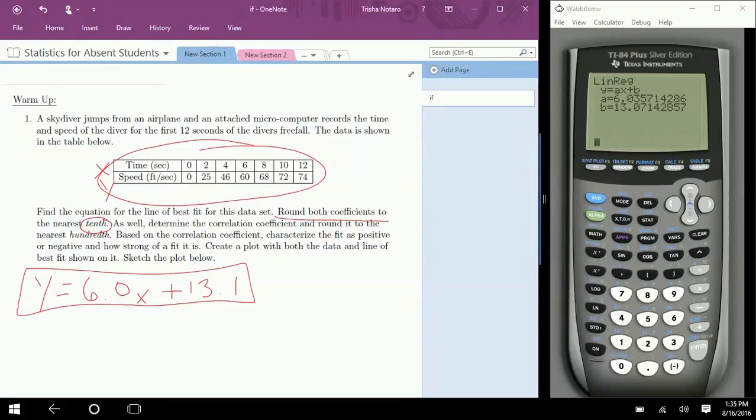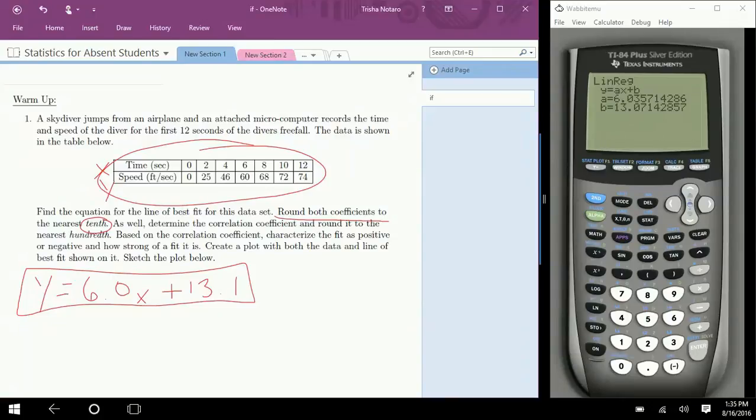So now we need the correlation coefficient. If you remember from yesterday, the correlation coefficient is the R value. Right now, looking at my calculator, there is no R value. Some of your calculators are already programmed to have the R come up. If they are not, though, you do have to turn the diagnostics on in the calculator.